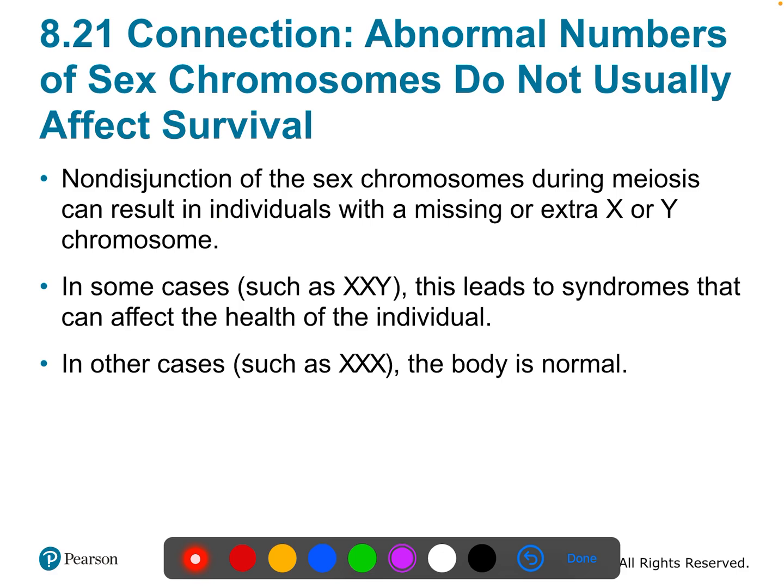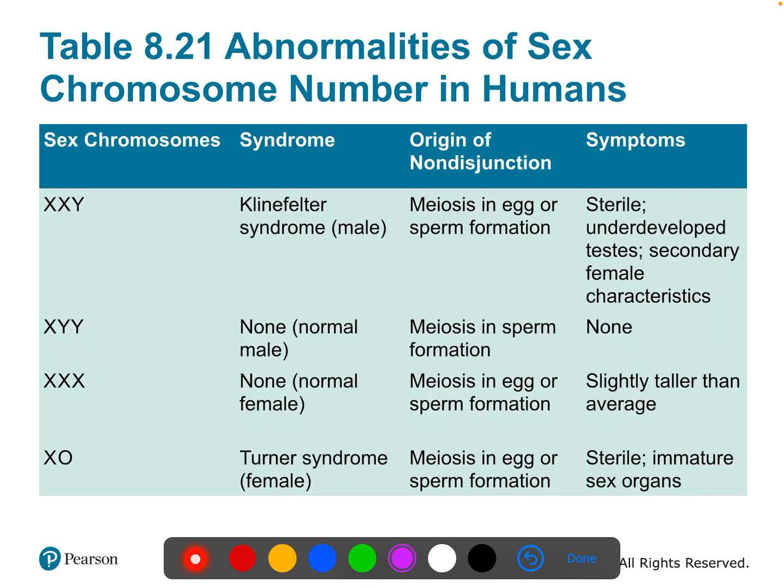Okay, and sometimes non-disjunction of sex chromosomes can result in individuals with a missing X or Y. In some cases, you can end up with an extra, like here, we have XXY. In other cases, you can end up with 3 X's, XXX. Okay. And so these are some of the abnormalities that you might see in sex chromosomes in humans. This chart will be part of what we'll be doing in the upcoming lab, where we'll be trying to diagnose some of these types of syndromes based on the chromosome information that you've acquired from building your karyotypes.